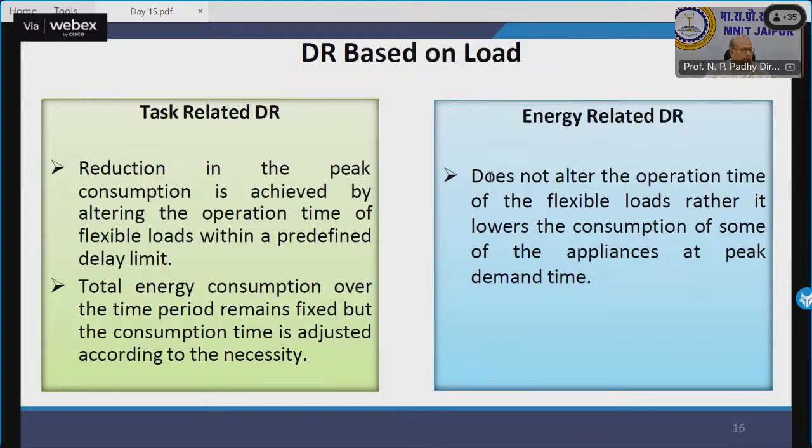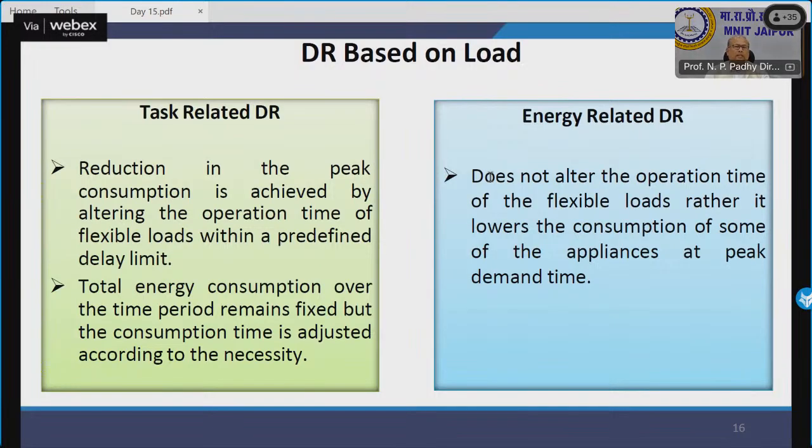Now, what are the tasks related to demand response? Reduction in the peak consumption is achieved by altering the operation time of flexible load within a predefined delay limit. Total energy consumption over the time period remains fixed, but the consumption time is adjusted according to the necessity. Okay, that means you have a device and you say whenever there is energy, I will utilize it.